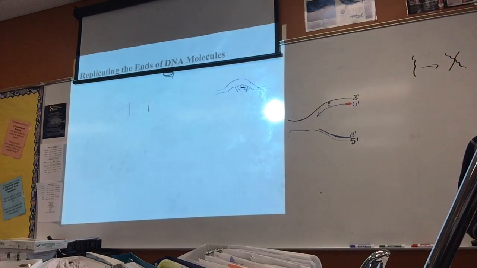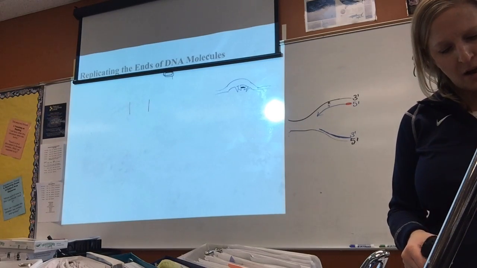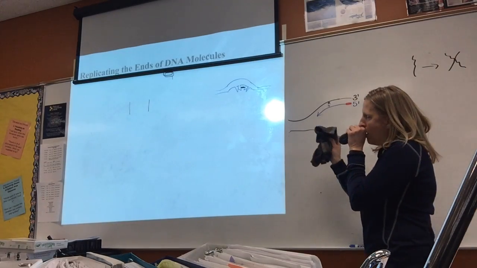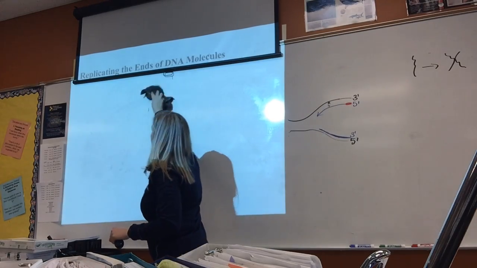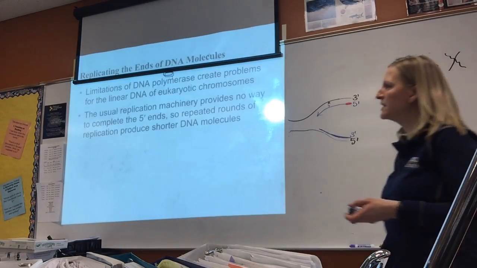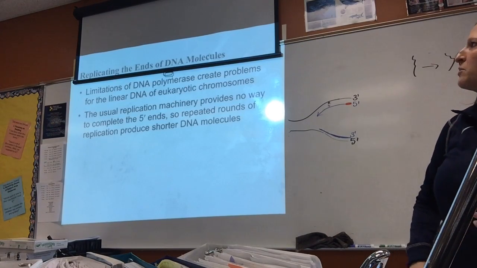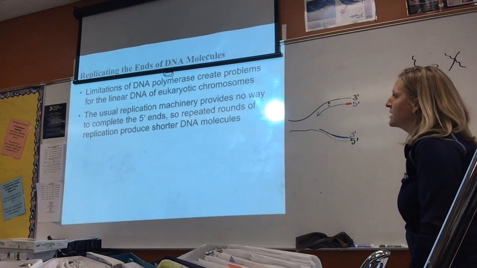One other last thing I want to talk about here is replicating the ends of the DNA molecules. The ends are special. Let's talk about why we need to talk about them. Limitations of DNA polymerase create problems for the linear DNA of eukaryotic chromosomes. That's like our chromosomes. Our chromosomes are linear, our DNA is linear.